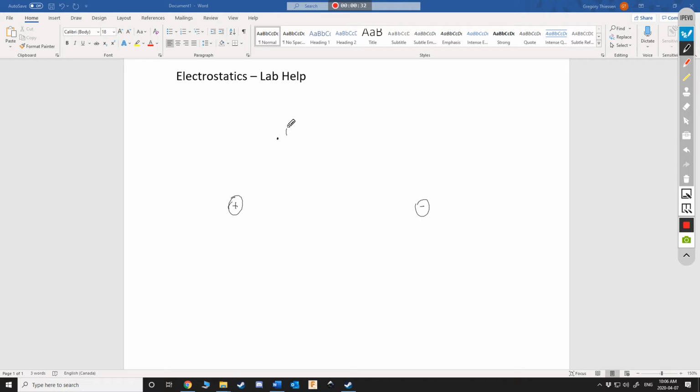Maybe this is point A, and over here is point B. Again, it doesn't really matter, and for your lab you're going to have three specific points. We're trying to find out how much energy is required for an electron to go from A to B. To do that, first we need to calculate the potential at A and the potential at B.